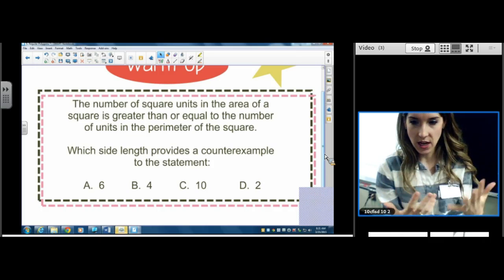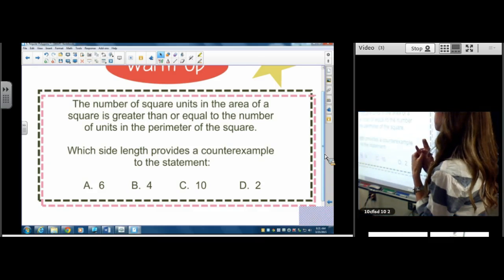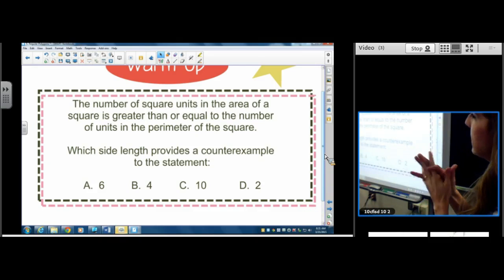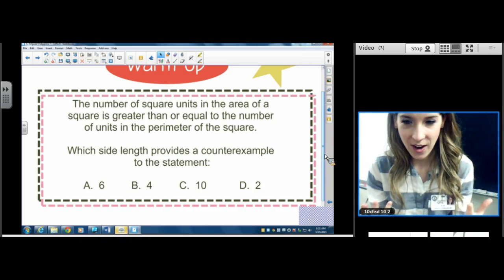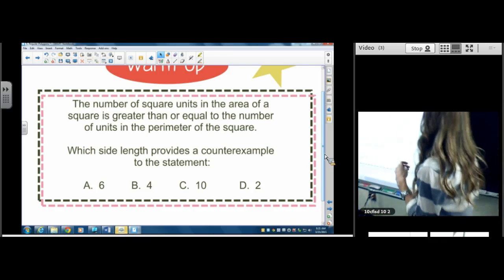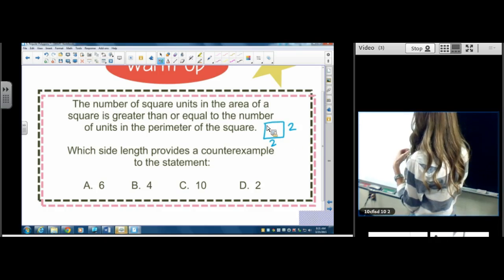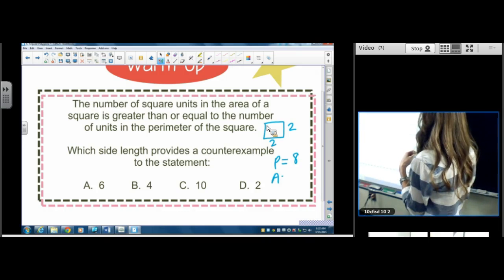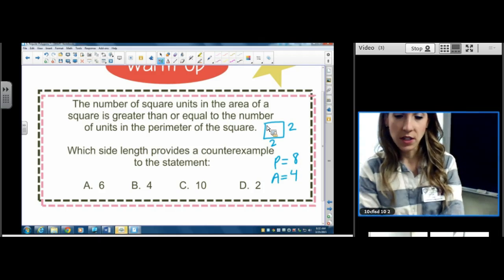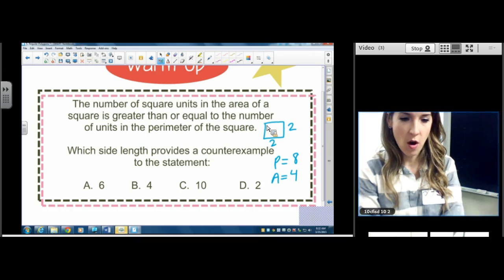Counterexample means you make the beginning true and the ending false, right? This one doesn't quite work the same way because it doesn't really have a hypothesis and a conclusion, but we want the perimeter to be greater than the area. So if a square has side lengths of 2, the perimeter is 8. The area is 4. And that's the only one where it turns out that way. The rest of them, the area is bigger. The area is usually bigger unless your side gets as small as 2.